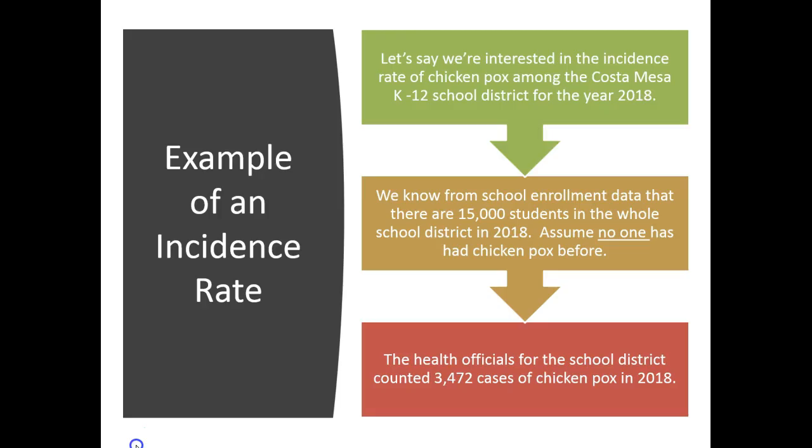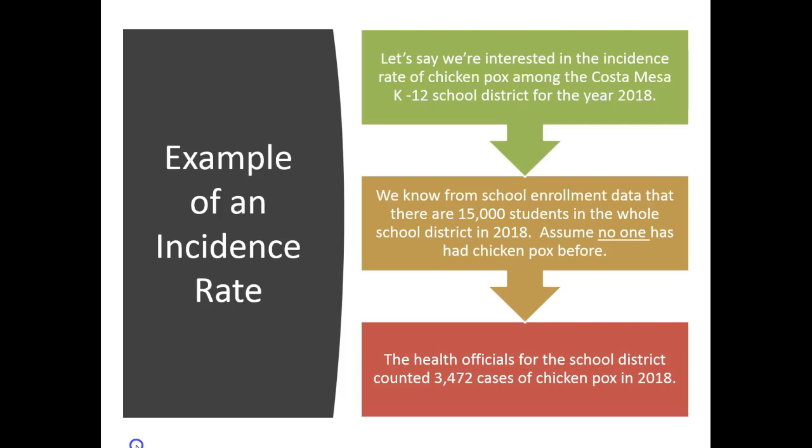All right, time for an example. Let's say we're interested in the incidence rate of chickenpox among the Costa Mesa K-12 school district for the year 2018. Now we're going to assume that no one has had the vaccination. Why do I say that? Because if they've had the vaccination, then they're not at risk anymore because they've been immunized. So let's do this example assuming no one has had the immunization. We know from the school enrollment data that there were 15,000 students in the whole school district in 2018. Assume no one has had the chickenpox before.